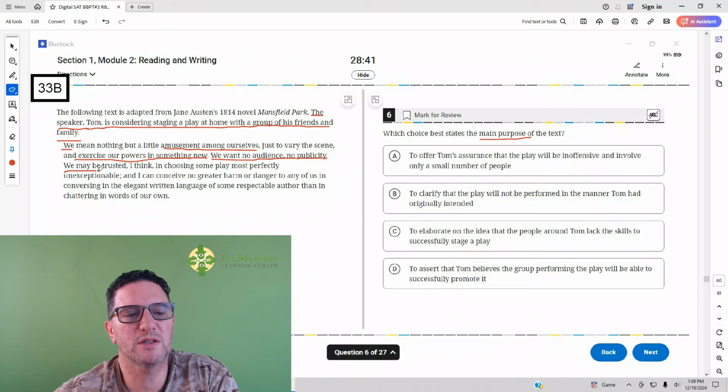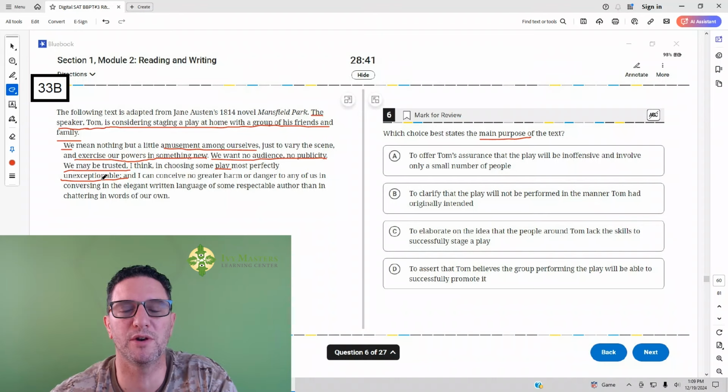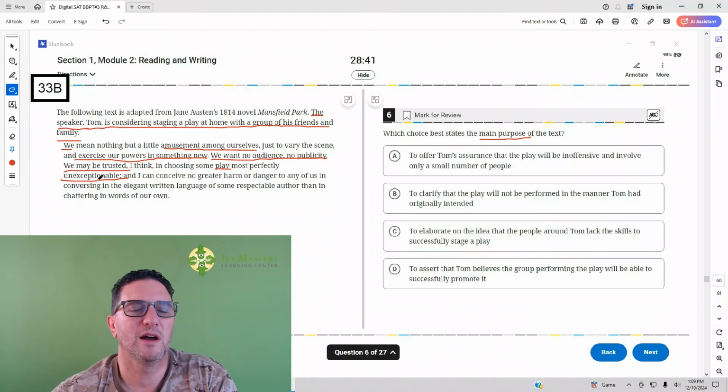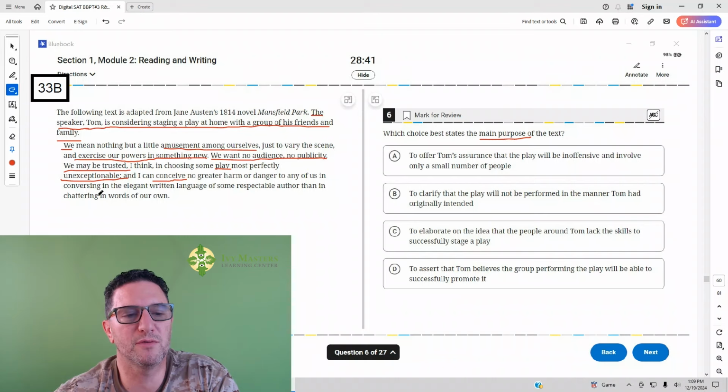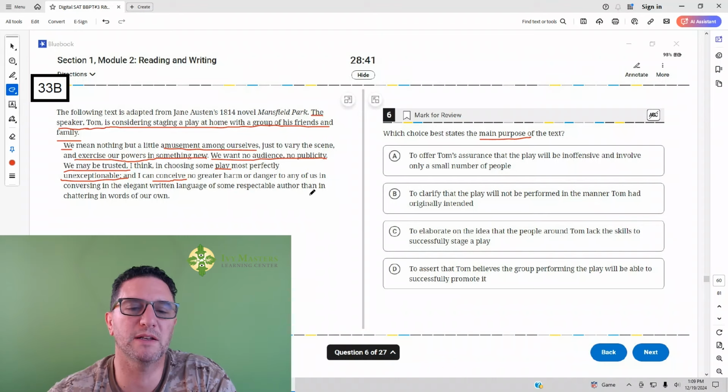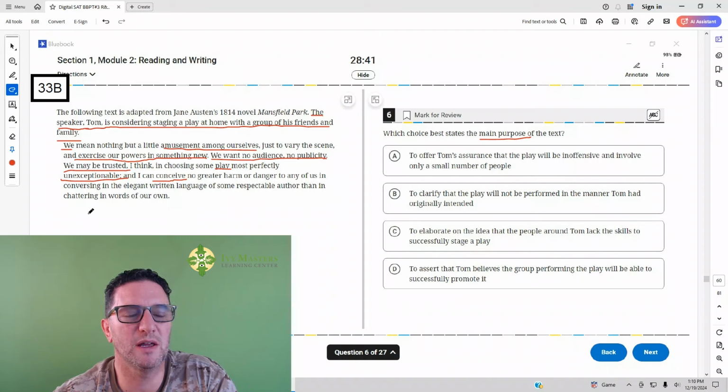We may be trusted, I think, in choosing some play most perfectly unexceptionable. So it sounds like the play is going to be ordinary. If it's exceptional, it's extraordinary. So they're trying really hard to make it perfect. It sounds like this is just something for fun. And I can conceive no greater harm or danger to any of us in conversing in the elegant written language of some respectable author than in chattering in our own words. So it sounds like it's pretty informal.